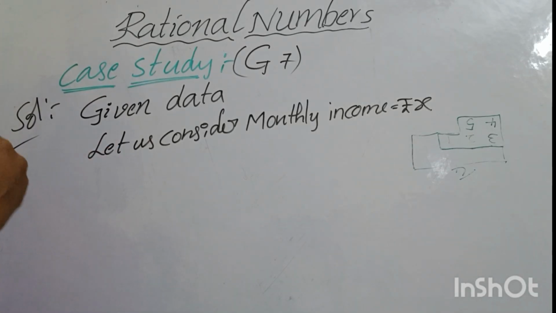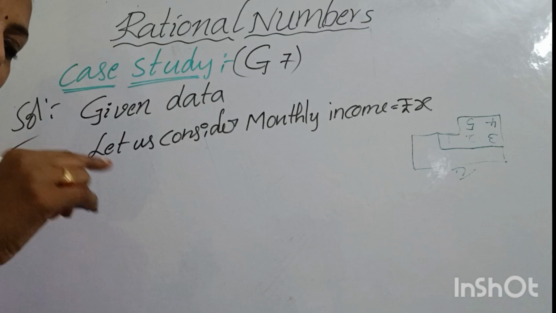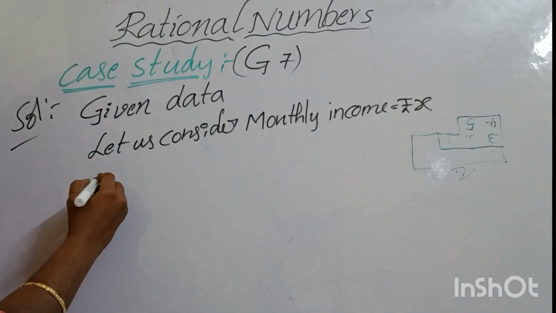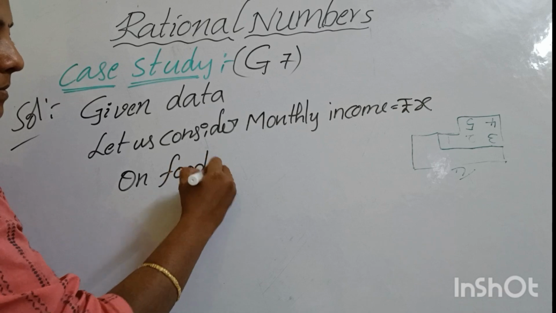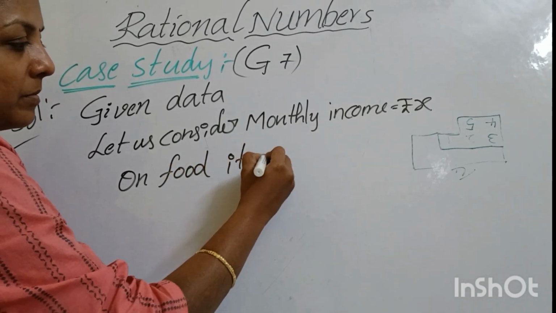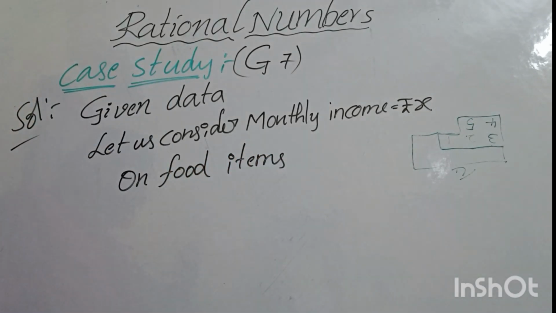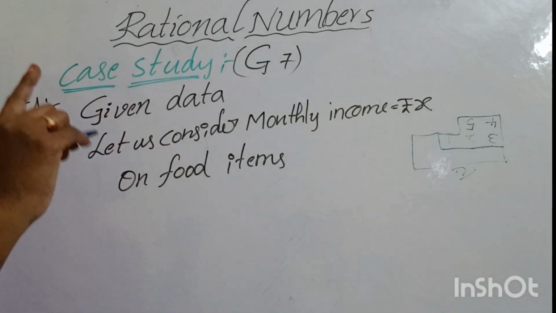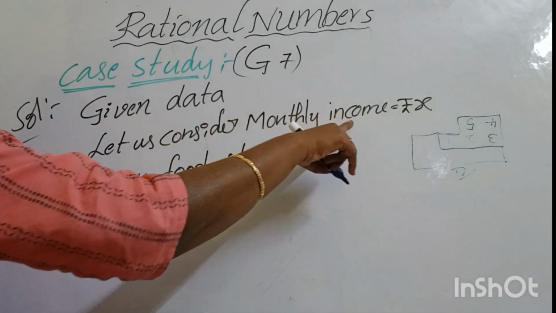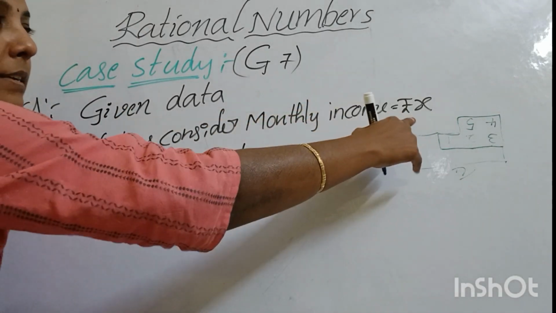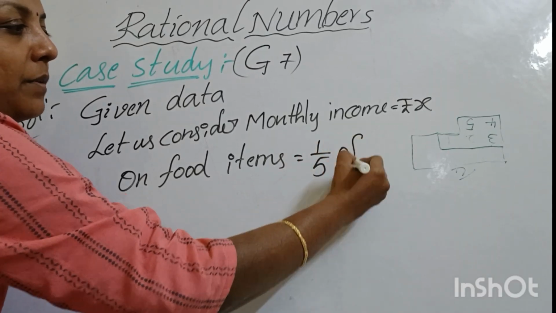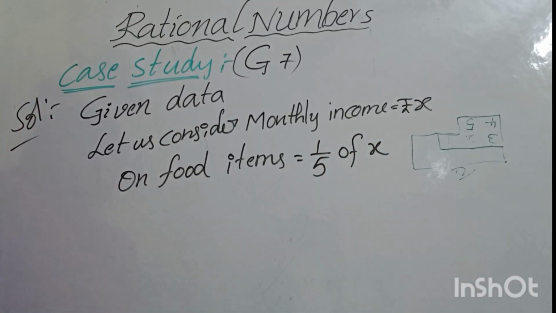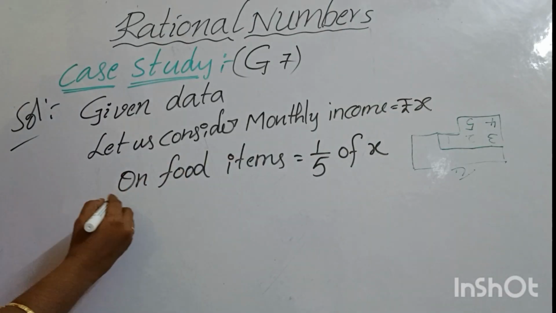Now let us write what they have given. On food items, he spent one-fifth of the income. We don't know the income, right? So X, I said. So we can write it as one-fifth of X. Is it correct? Yes. Next.